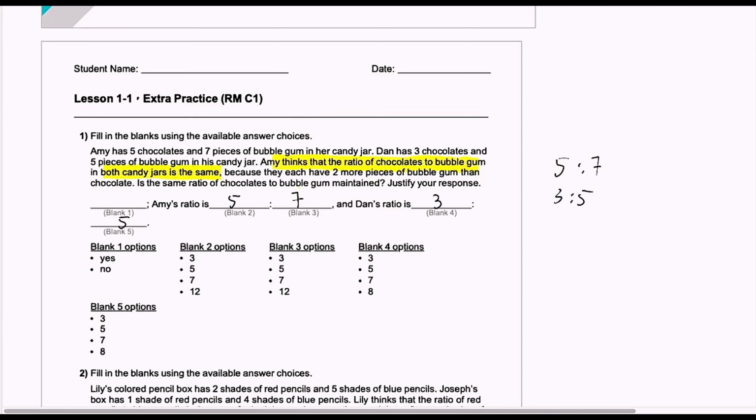Double this number, it will be 14. If you want to decrease these numbers, divide them by 2. Then you can multiply or divide, but adding and subtracting doesn't make the same relationship. That means no, and the idea that she is thinking about is not right. They are not equivalent ratios.